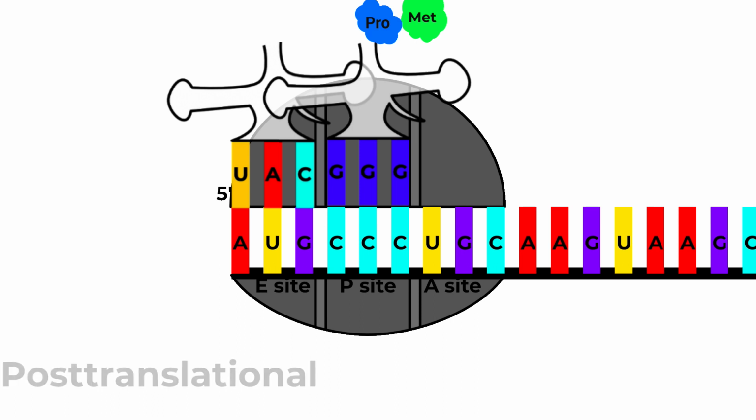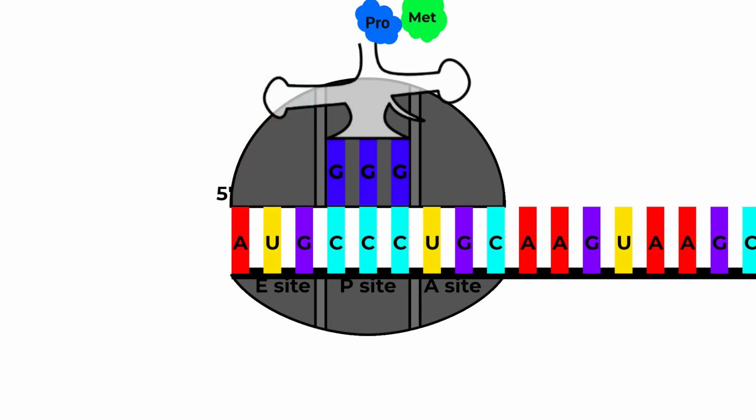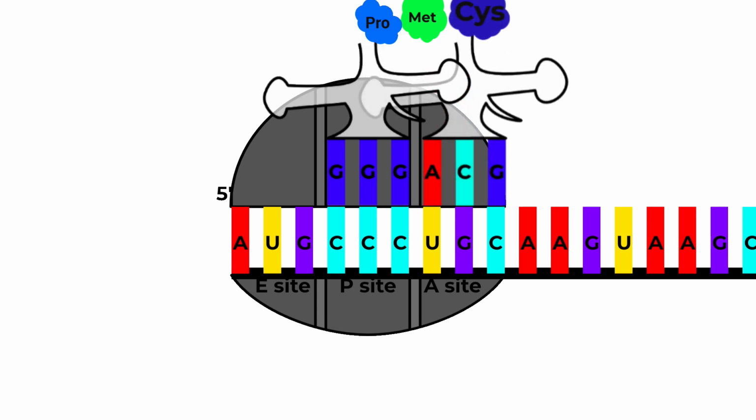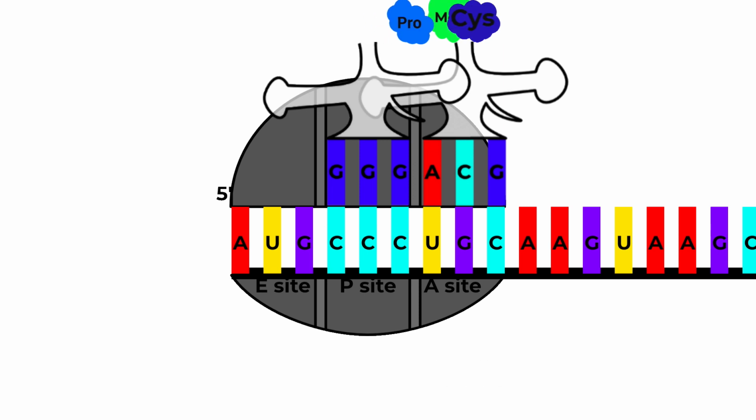Now, simultaneously, the tRNA in the E site leaves, exit, and a new tRNA joins the A site, recreating the pre-translational state. This process continues and a chain of amino acids gets formed.